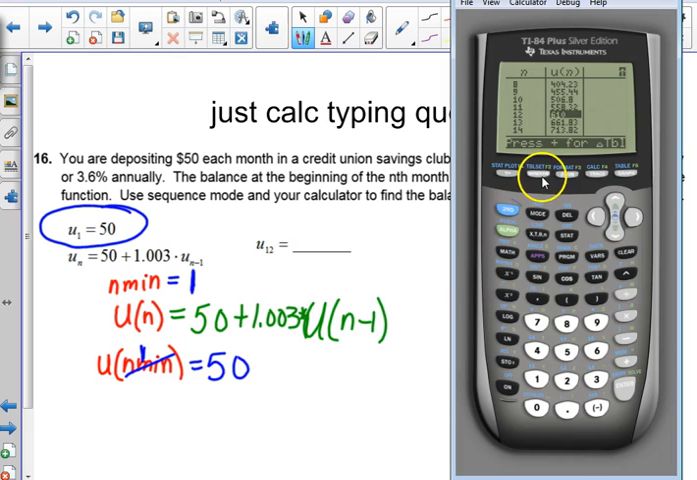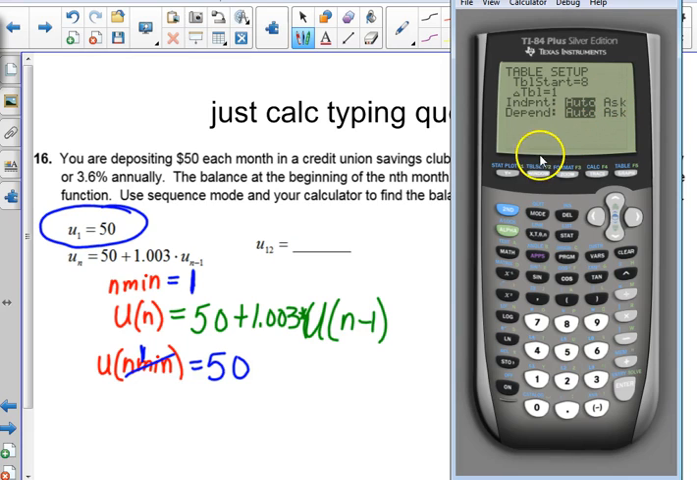Like, if you don't have this at auto, somebody earlier today had it at ask auto, and the last thing they had asked was like the 53rd term or something, and so they said, my calculator isn't working, because it was trying to do a recursive sequence over and over and over. It just kept freezing up.